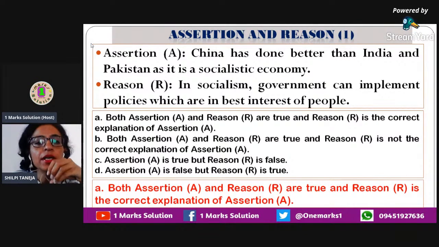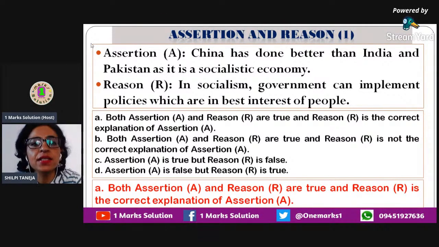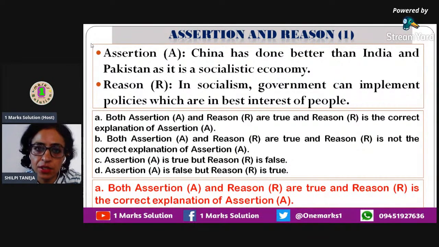Now question number 1, in assertion it says China has done better than India and Pakistan as it is a socialist economy. आप लोगों को पता होगा that when we got independence, we adopted the mixed economy system in which private and public both sectors were working. Pakistan also adopted the same, but China adopted the socialist economy where the decisions were taken by the government. So now assertion is stating that China has done better than India and Pakistan because it was a socialist economy. So this is true.